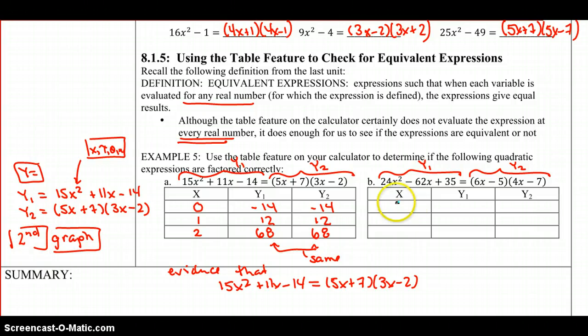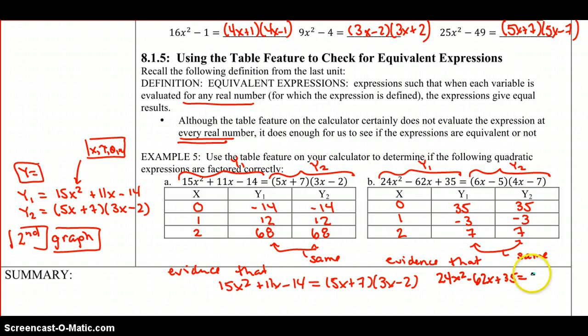And again, we can hit second graph to look at our table, and we get 35 and 35. So they evaluate the same when x is 0. At 1, we get negative 3 and negative 3, and at the next value, 7 and 7. So again, we can see that these are the same. Okay. So again, we have not checked every real number, not by a long shot, but we certainly have evidence that 24x squared minus 62x plus 35 is really equal to the expression that we were given.